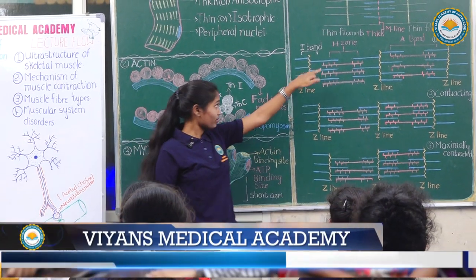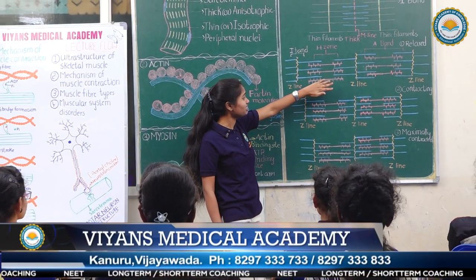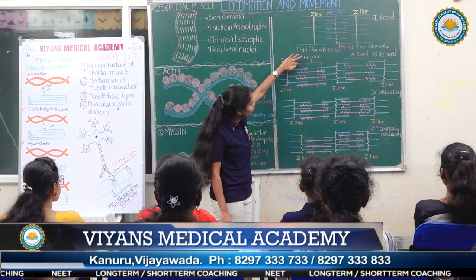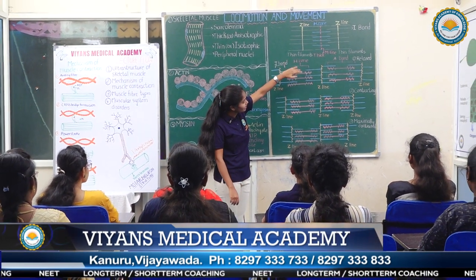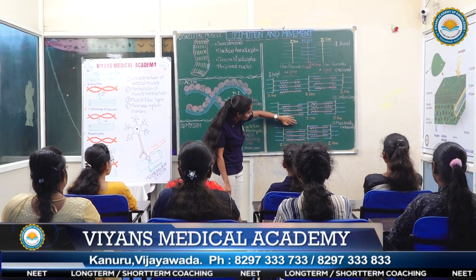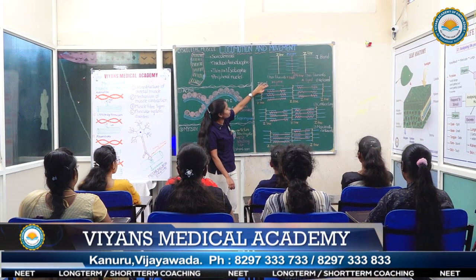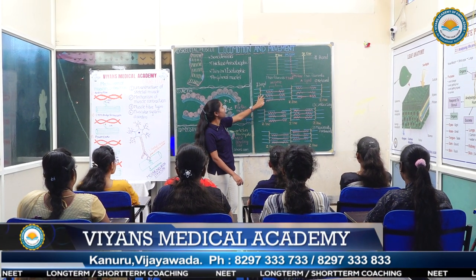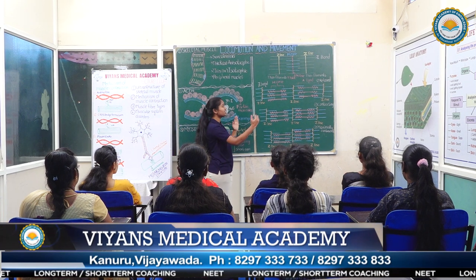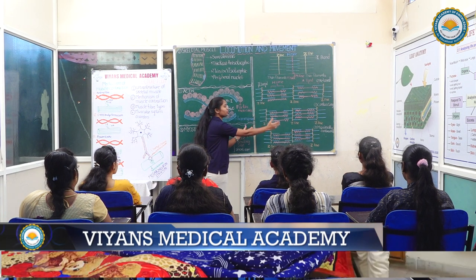The H zone means thick filaments. From the top, from the relaxed state, to the contracting state and the maximally contracting state, from top to bottom, the thick filaments did not change in their length. They are in their original length.